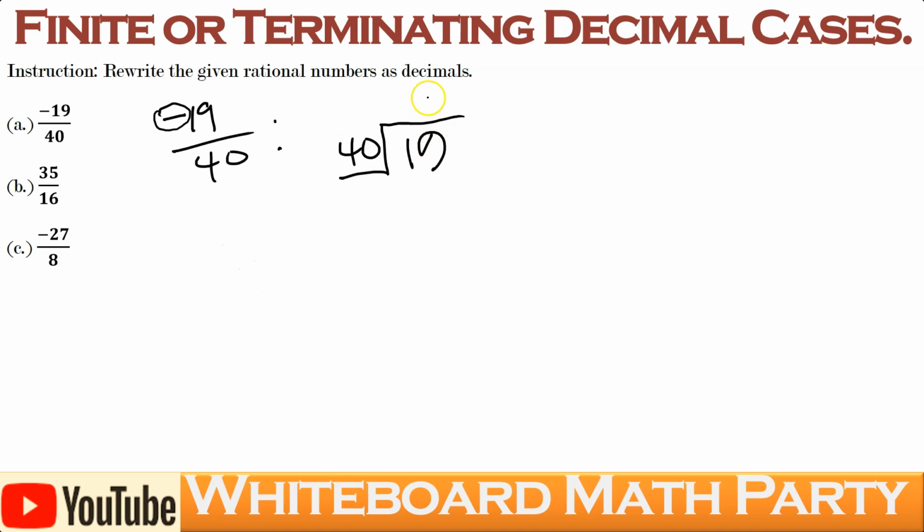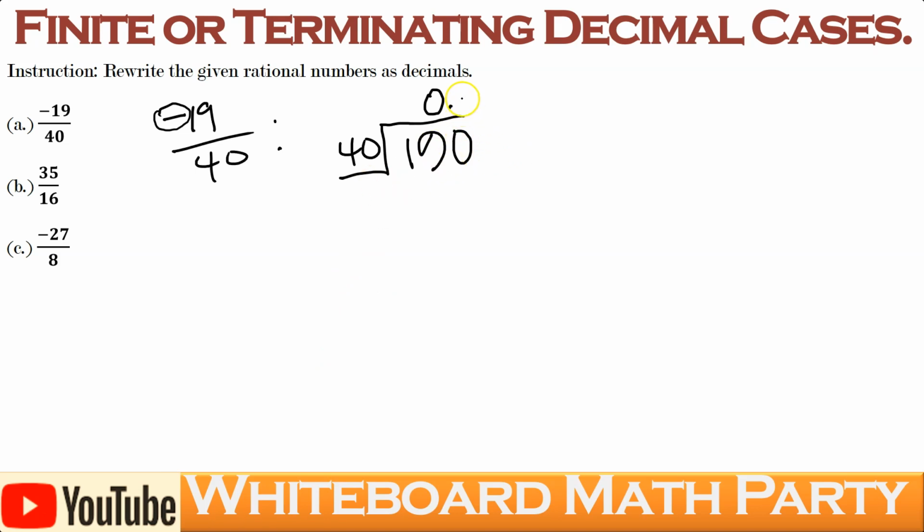It's not possible. As long as it's not possible, it means we write 0 and we put a point. Now, how do we do it? Since 40 cannot divide 19, give it a 0 and it becomes 190. So can 40 divide 190? Yes, it's possible because 40 can actually divide 160.